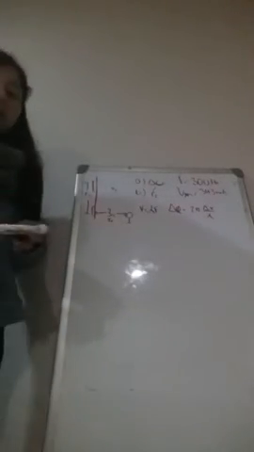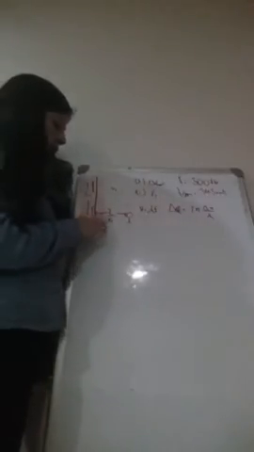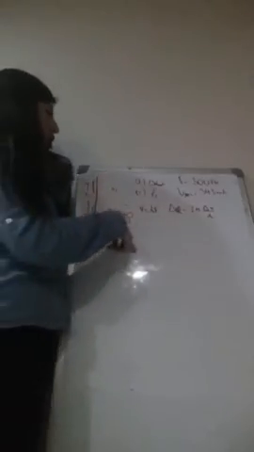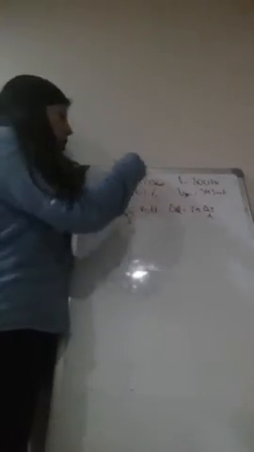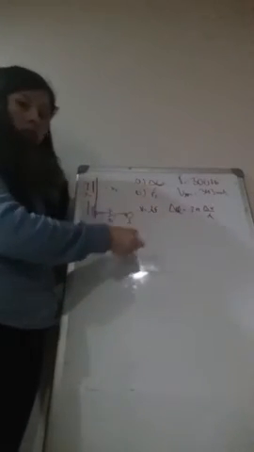So the problem says that there are two equal speakers, and they are 2 meters apart. And 3 meters from one speaker, there is a person, so he's hearing a sound with a frequency of 300 hertz. So the first question, we are going to find the phase difference between the waves when they reach the observer.